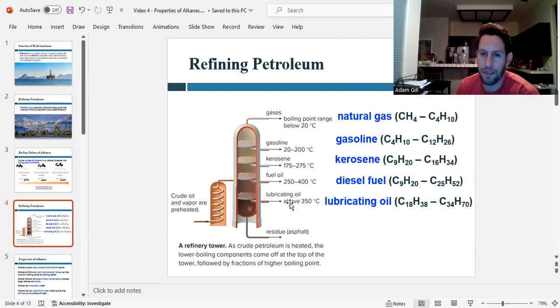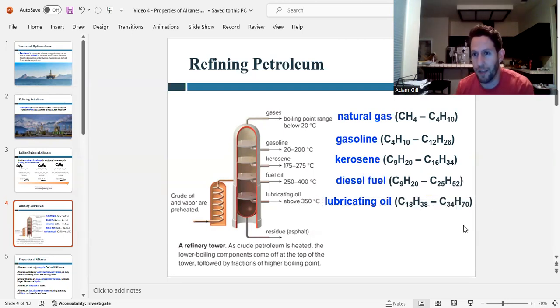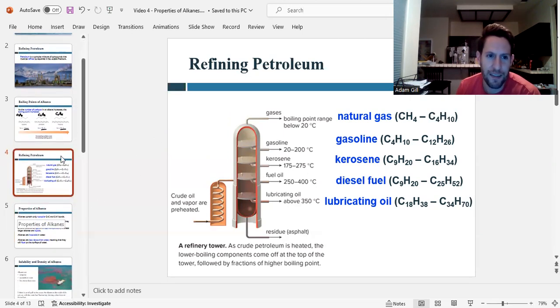And then lubricating oil is anything that boils above 350. This is like your motor oil, like super thick, dense. Those molecules tend to be alkanes with carbon numbers between 18 to 34. So really, really big alkanes are your lubricating oils. And then anything that doesn't boil off, your solid residue, is what we call asphalt. So we pave our roads basically with the residue left behind after we boil off all the good stuff. So let's take a look at each of these fractions in a little more detail.